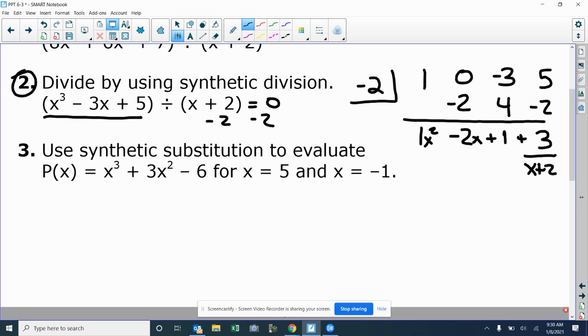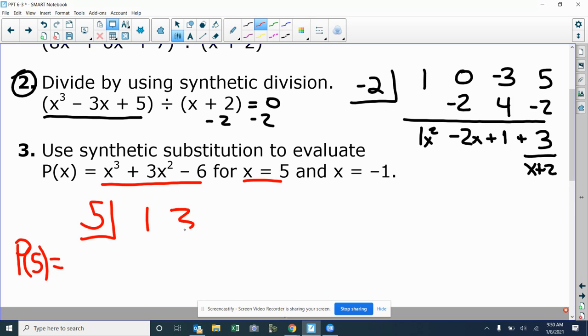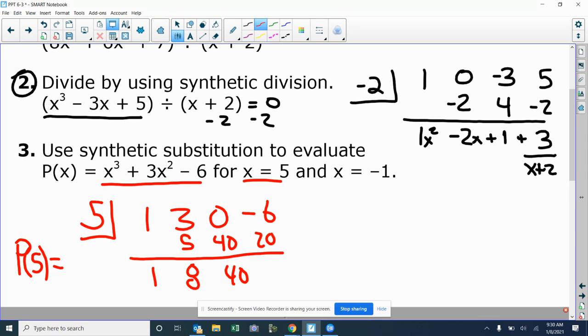All right, now, synthetic substitution, of course, 5's already solved for. Remember, we're trying to find p of 5, basically. What would be the remainder? All right, standard form, we're good. 1, 3, we need another 0 because we don't have it for the x, and then -6. 1 comes down, that gives me 5. That gives me 8. That gives me 40. That gives me 200. That gives me 194. So p of 5 is 194.